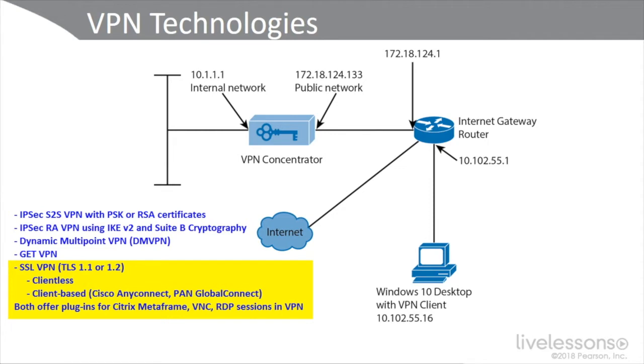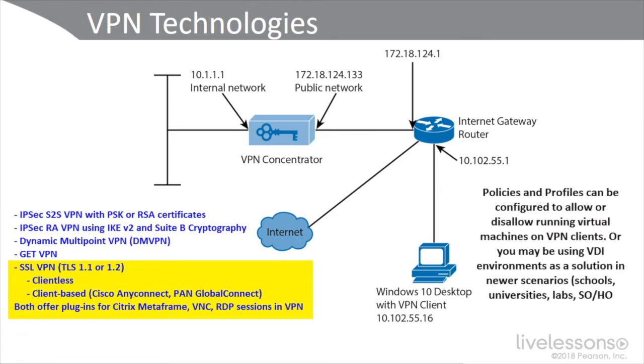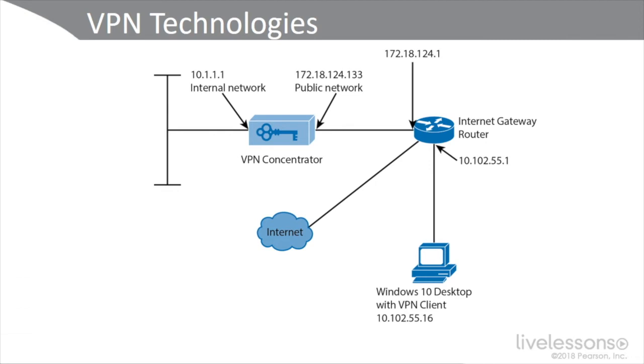We could use a clientless solution where we just simply use a supported browser and create a portal on a gateway, or it could be client-based, the Cisco AnyConnect Mobility Client, the Palo Alto Global Connect Client. Both of these will offer plugins for different types of RDP connections, VNC connections, Citrix, other types of terminal service protocols. Metaframe, for example. You want to make sure that all of those type of remote access services are protected in a VPN. And of course, all of these devices are going to be protected using Secure Shell version 2 for secure management.